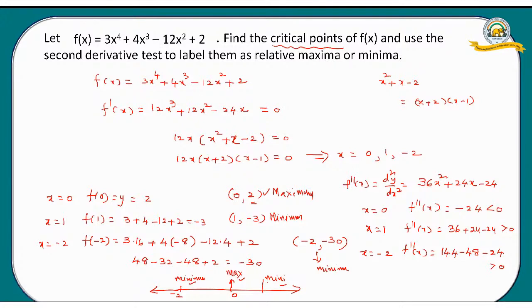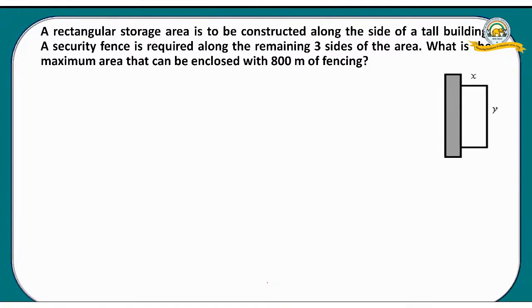Okay. This is the method of finding the maxima and minima values. We'll go to one more question, a word problem. A rectangular storage area is to be constructed along the side of a tall building. A security fence is required along the remaining 3 sides of the area. What is the maximum area that can be enclosed with 800 meters of fencing?